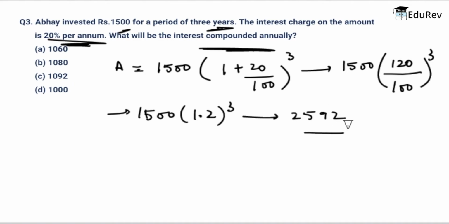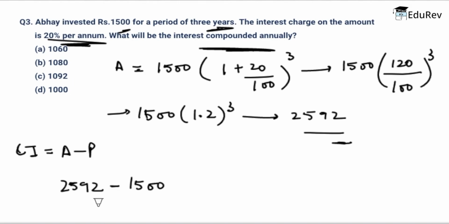So thus I can say that the total amount compounded at the end of 3 years is 2592. But we need to find the compound interest that Abhay earned in 3 years. So the interest is going to be what? CI, compound interest, is A minus B, amount minus principal, where A is the total amount and B is the principal amount. Here A is rupees 2592 and B is 1500. Now we need to put these values in the equation and we will get what?